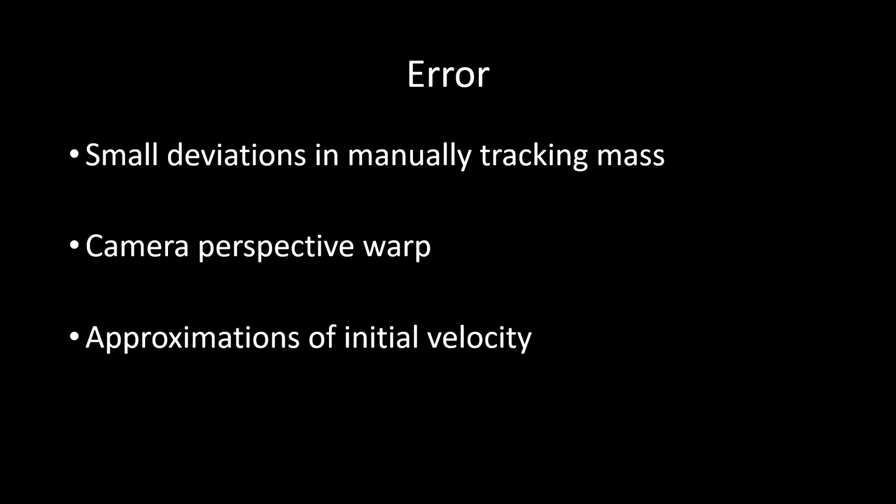So for some sources of error, pretty much if we manually check the masses, it's always going to be slightly off. That's why I took 2 points and I tried to average them together. It didn't turn out exactly on the dot, but it was close enough.